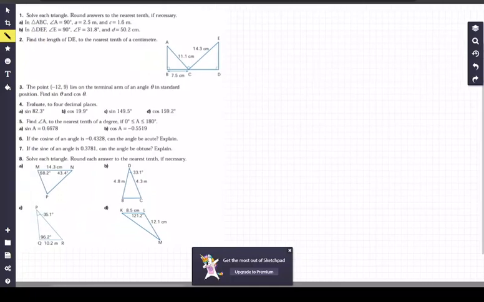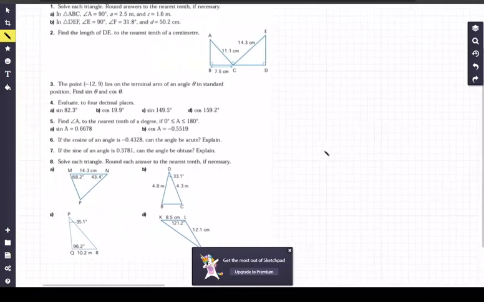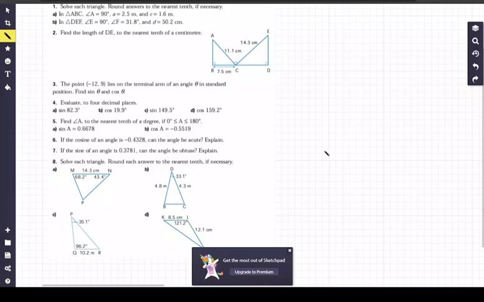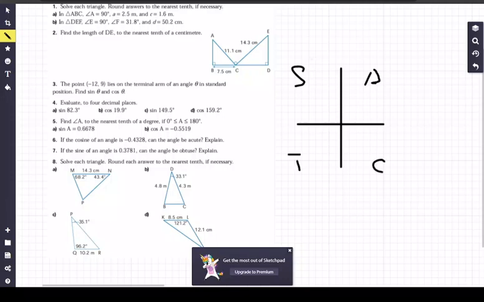That's question 6. If the cosine of an angle is negative, can the angle be acute? So remember this. In quadrant 1, this is 0 to 90 degrees. This is 90 degrees, this is 180 degrees, this is 270, this is 360. Within the first quadrant, everything is positive. So no, the angle cannot be acute if cosine is negative.